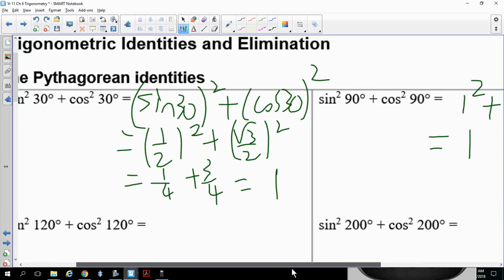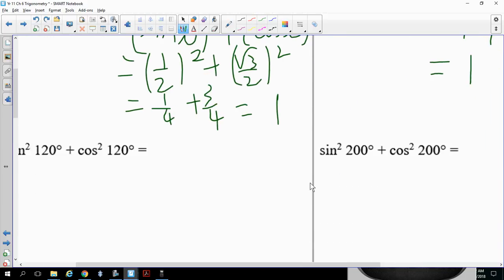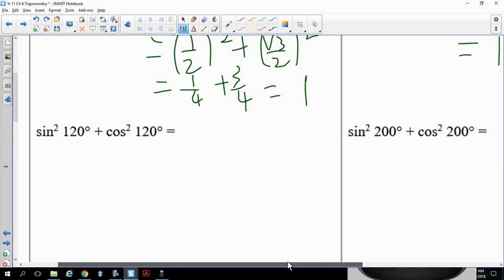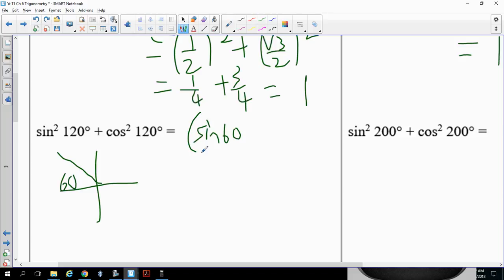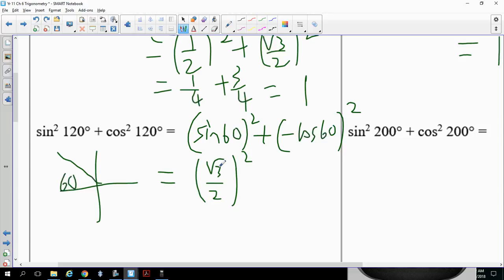So this one you just go in the second quadrant, related angle 60. So it will be positive sine 60, but negative cos 60, right? But you square it, which becomes positive. So root 3 over 2 all squared, and negative half all squared. But if you square a negative, you still get a positive. You still get 3 over 4 plus a quarter, 1.